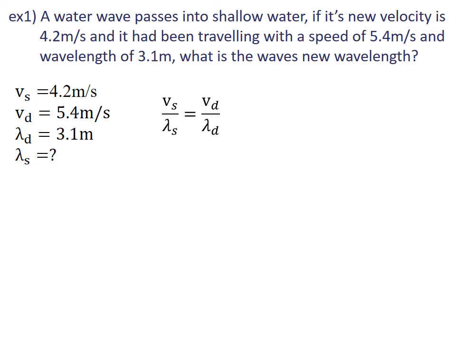I'm looking for wavelength in the shallow. Wavelength in the shallow has two problems. Problem one, it's not by itself. Problem two, it's in the denominator. So the first thing I want to do is get it out of the denominator. I could do that by multiplying both sides by lambda s, or else, since I have two fractions, I can take the reciprocal of both sides. And that's what I'm going to do in this example.